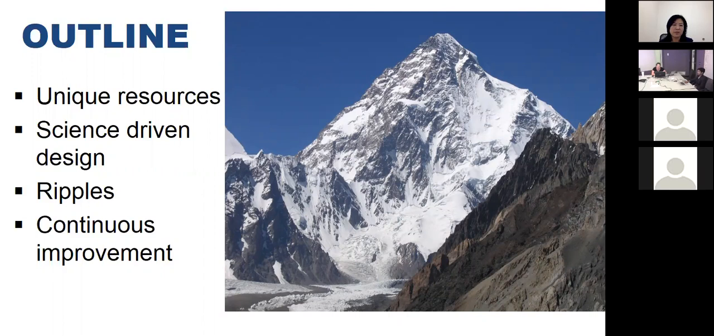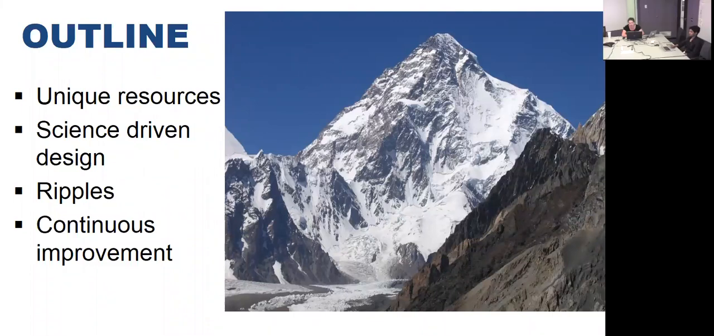In the end, this will cover four topics. One, we're talking about pretty unique resources when we're talking about supercomputers, especially within the DOE complex. I'm going to talk some about how we drive these supercomputers from the science side, and how science and applications and their requirements are incorporated into how we design these machines.